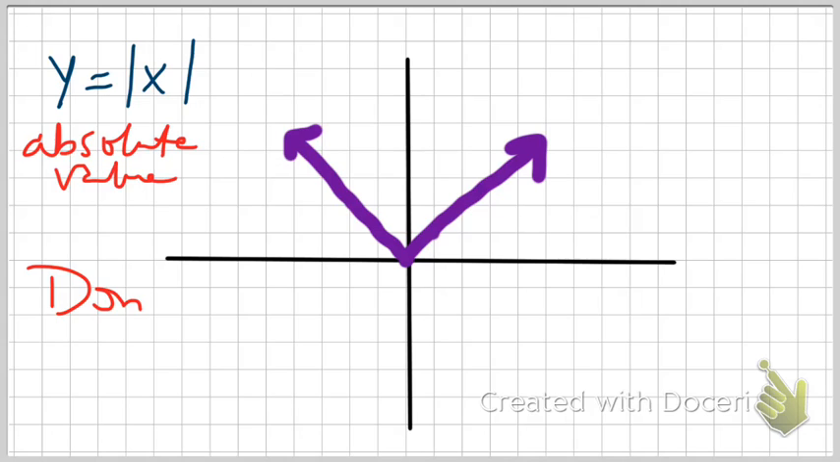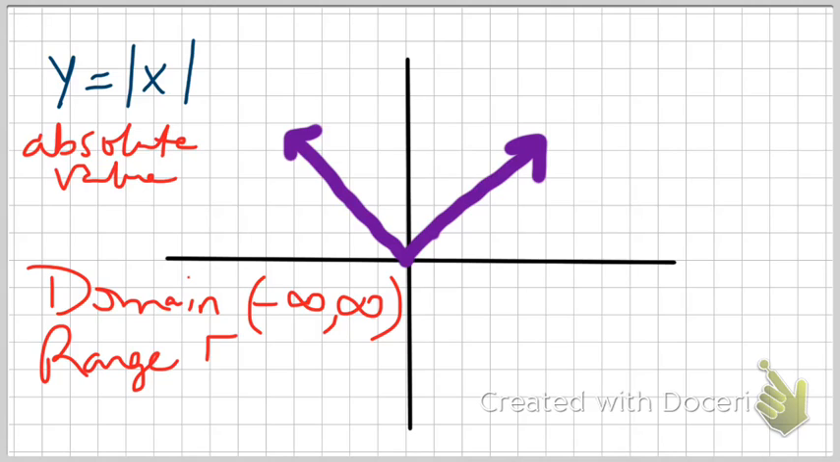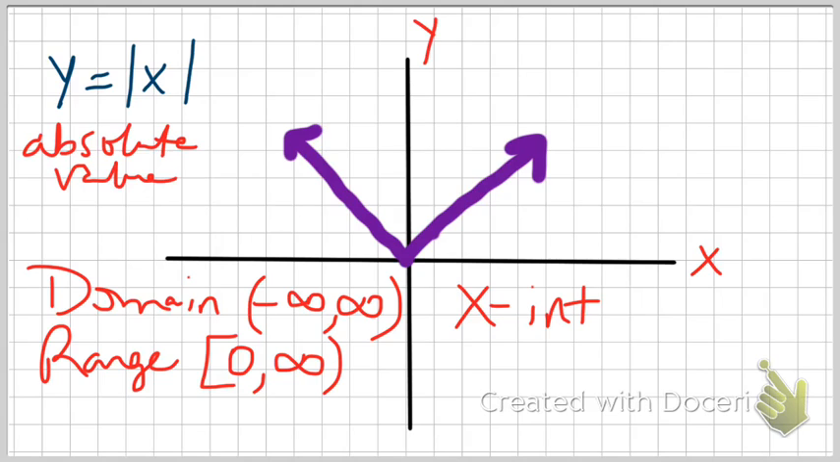Your domain, looking left and right, is -infinity to infinity. Your range, looking bottom to top, we start at 0 and go off into positive infinity. As for intercepts, same story. Our x and y intercepts, they are one and the same, the origin.